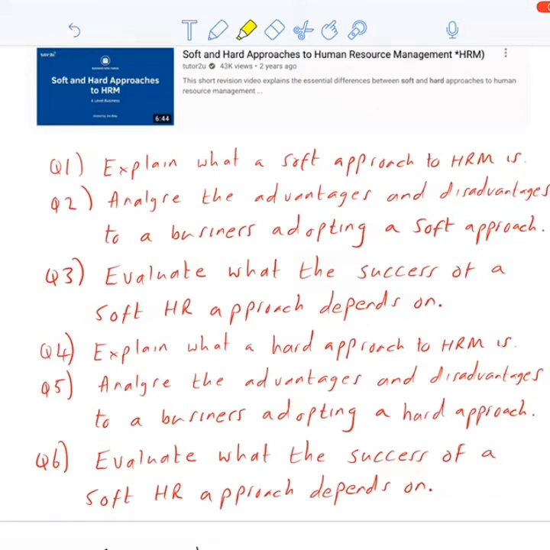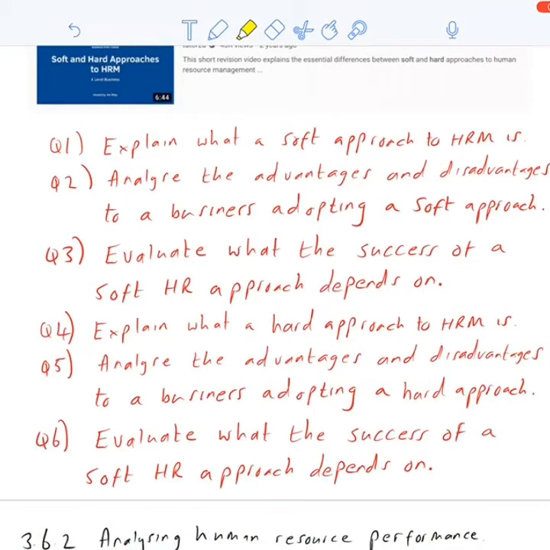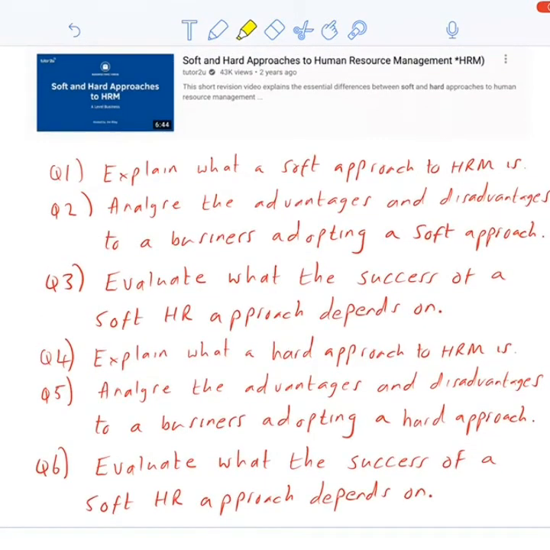Okay, I want you to explain, define what soft and hard human resource management is. I then would like you to analyse the advantages and the disadvantages. And then to get those A's and B's, I want you to evaluate what the success of a soft or a hard human resource approach depends on. So if a business decides to adopt a soft human resource approach, what does the success of that depend on? Now, a little hint, it has to overcome the disadvantages. There's one little hint for you. Okay, so if you can pause the video, watch the Tutor to You video and answer these questions, please.